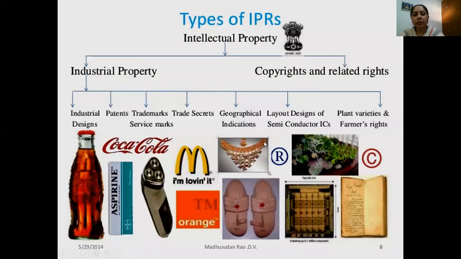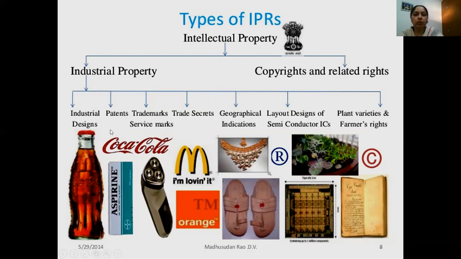This is an image which includes different types of IPR. As I told you, intellectual property can be divided into two categories: industrial property, and copyright and related rights. Under industrial property, we have industrial design, patents, trademarks, service marks, trade secrets, geographical indications, layout, plant varieties, and farmers' rights. And the second category, as I told you, is copyright. So one by one, we will slowly go into each of them.